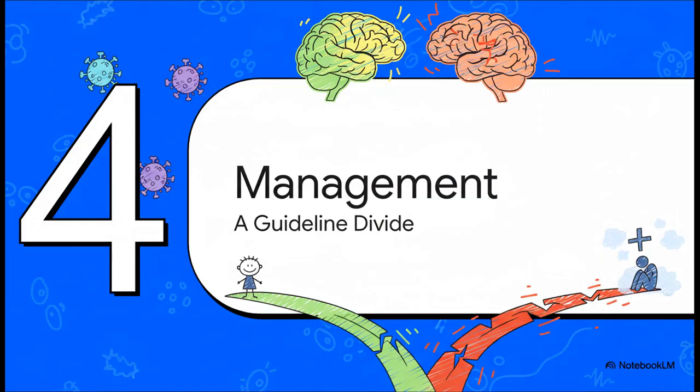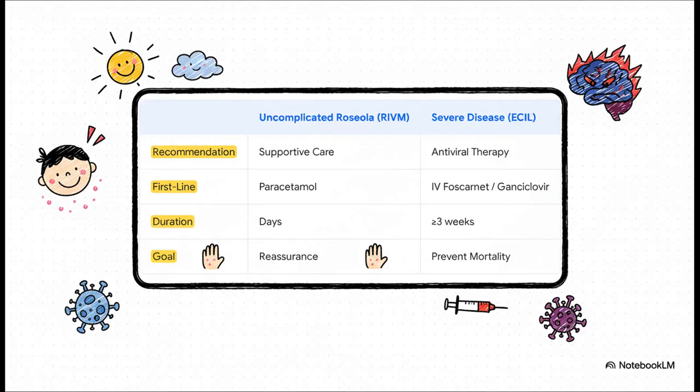Okay, so that's the diagnosis. Now what about treatment? As you can probably guess by now, the approach to management is just as split as everything else about this virus. This comparison really just says it all. Over on the left, you have the Dutch RIVM guidelines for a healthy kid with Zesde Ziekte. The advice, supportive care, maybe some paracetamol if they're uncomfortable. The whole goal is to reassure the parents and demedicalize a simple childhood illness.